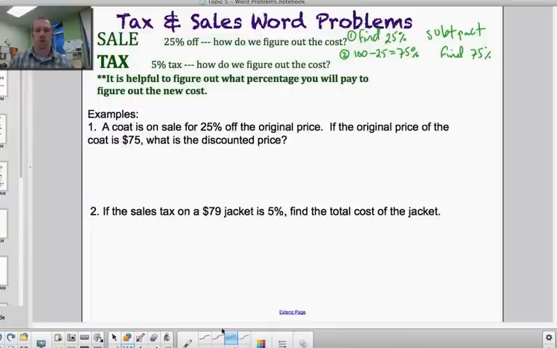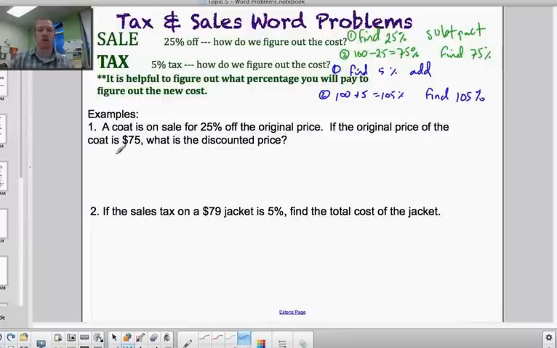Alright, so similarly with a tax problem, only you're paying more when you're taxed on something. So you could either find the 5% and then add that to the total price, or you can figure out how much you're paying in the end. Well, you're paying 100% plus 5 more percent tax, and that means you're paying 105% of the original price, and then you just find that.